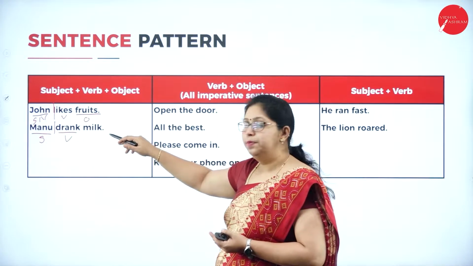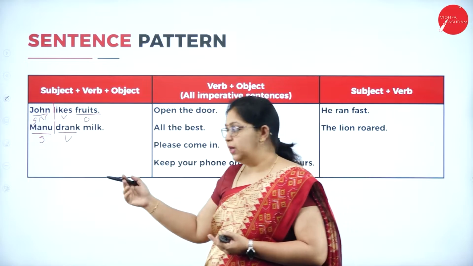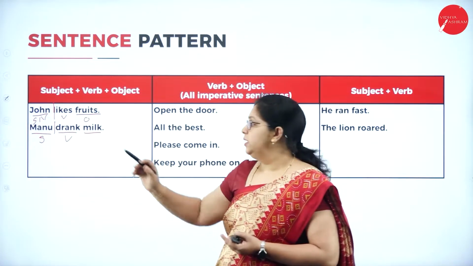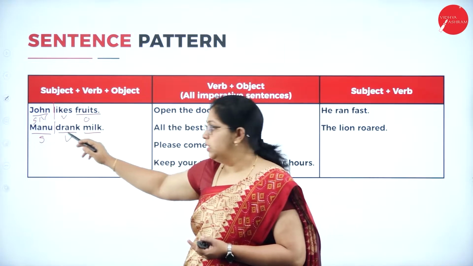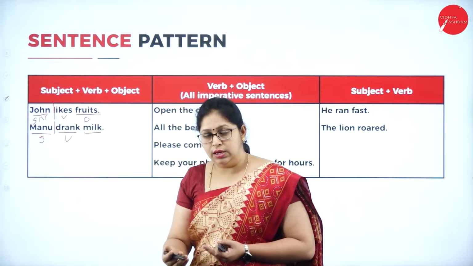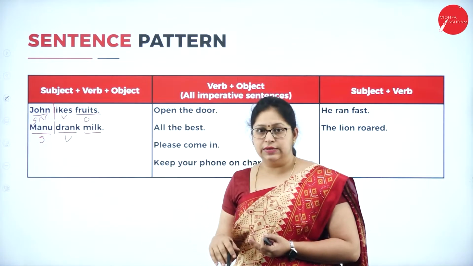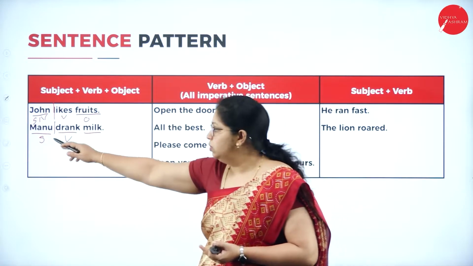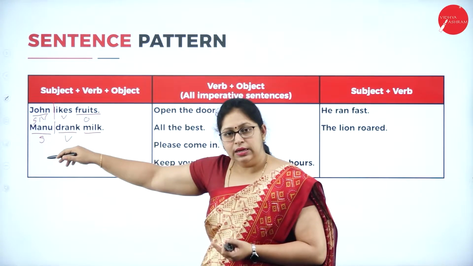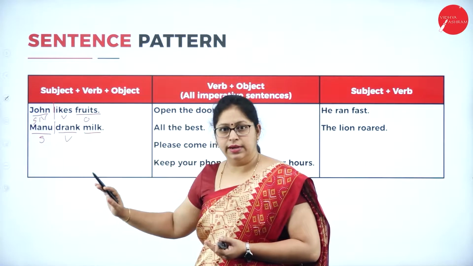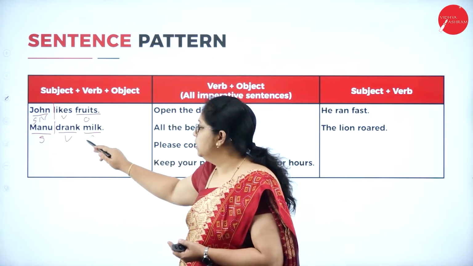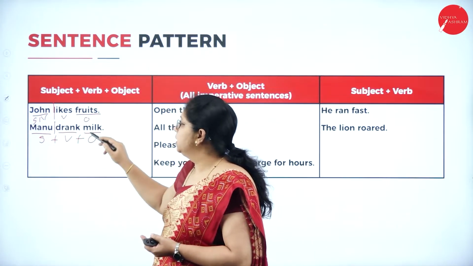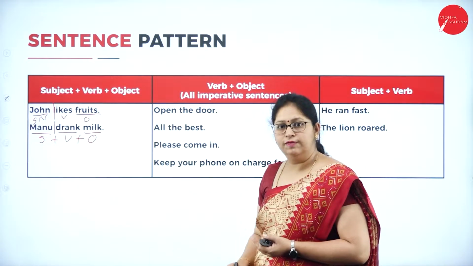Manu drank milk, correct? So, milk is also a noun. It is the name of a thing, but here it is received, correct? So, Manu is the doer and milk is the receiver. What did he do to the milk? He drank the milk, correct? So, Manu is doing something, and milk is acted on by Manu, right? So, milk is the object. Okay. Now, hope you have understood what the subject, verb, object pattern of a sentence is.